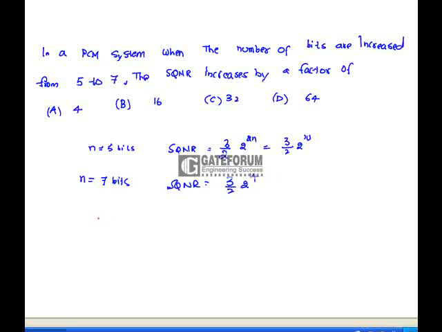So how many times it increases, we have to find out. This is SQNR 2 divided by SQNR 1, which is equal to 2 power 14 minus 10, that is 2 power 4. The signal to noise ratio is increased by 16 times, that is option B is correct.